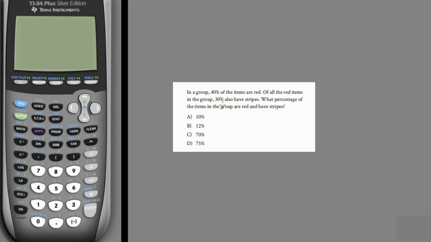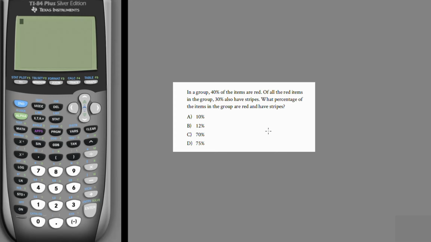The question says, in a group, 40% of the items are red. Of all the red items in the group, 30% also have stripes. What percentage of the items in the group are red and have stripes?